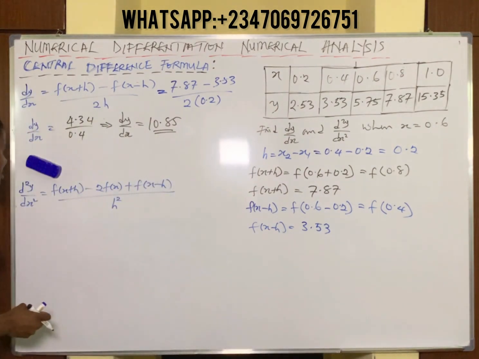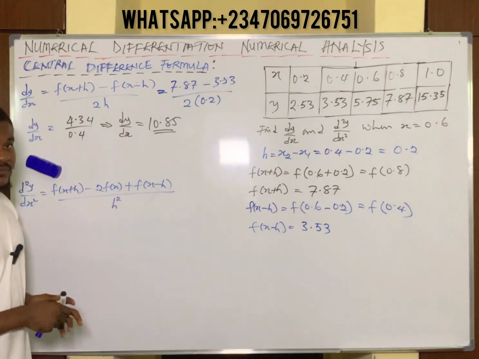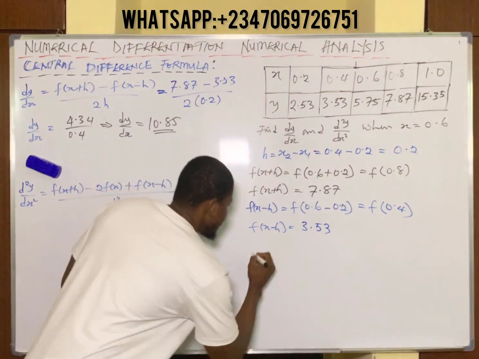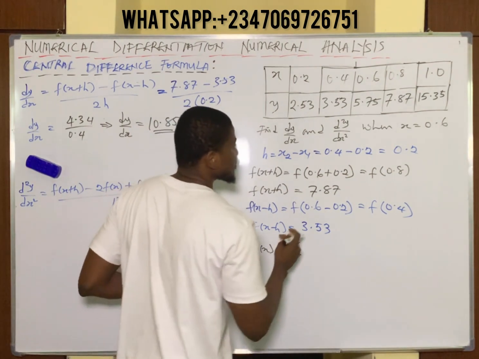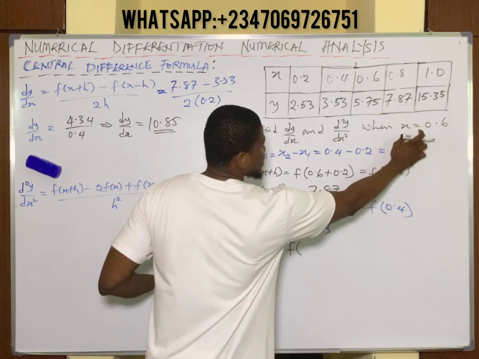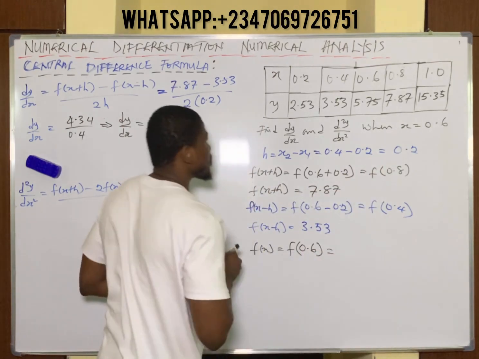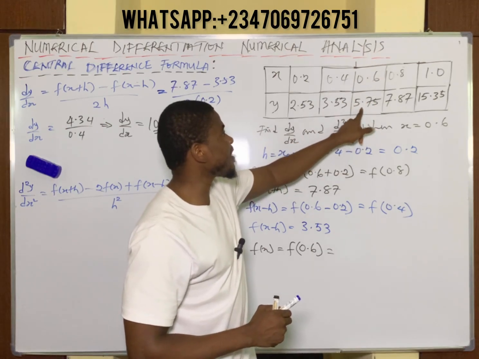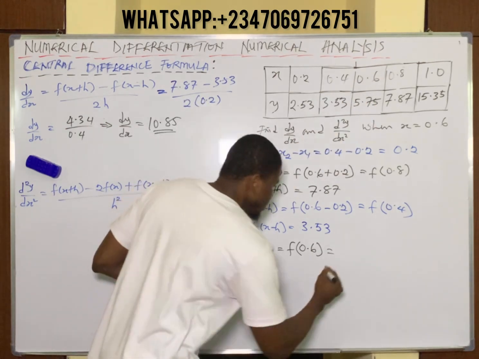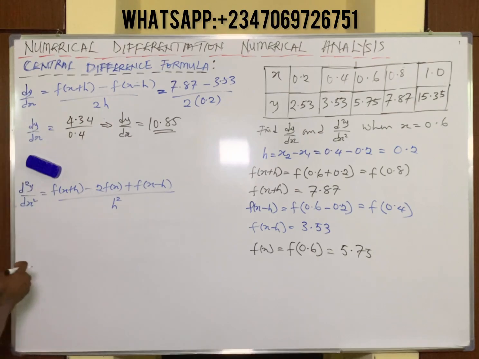So from the formula, now we know what f of x plus h is. We also know what f of x minus h is. We simply find f of x. This is going to be equal to the value of the function at the point of interest. X is 0.6, so f of x is simply f of 0.6. You look in the table, when x is 0.6, what is the value of y? 5.75. So y is simply 5.75.